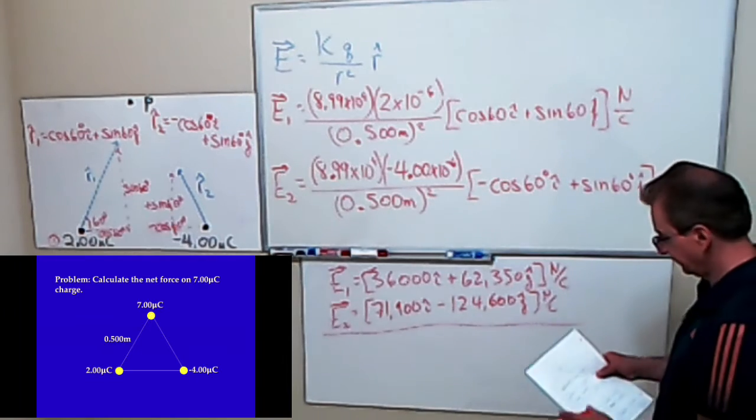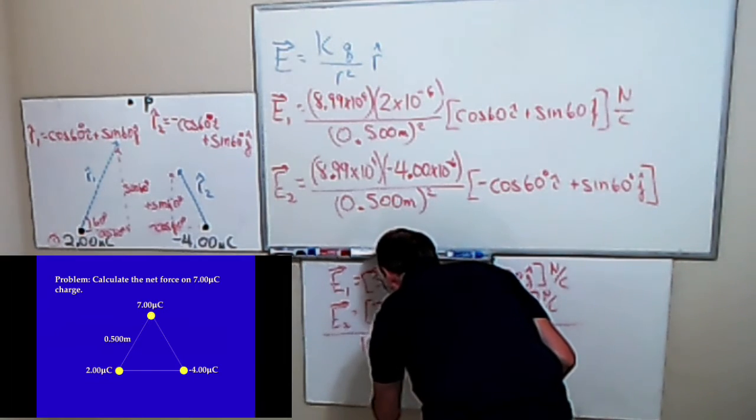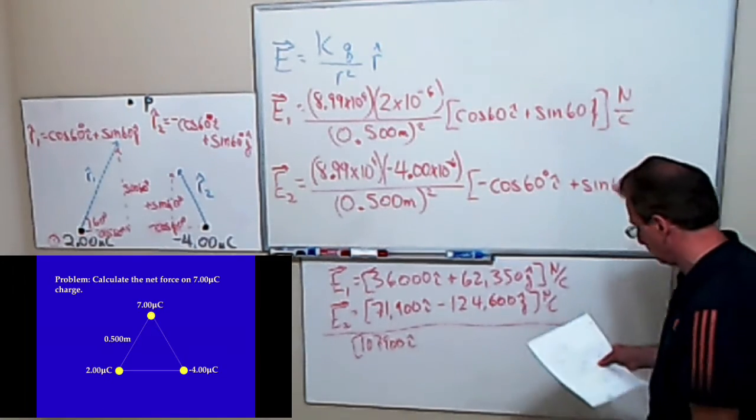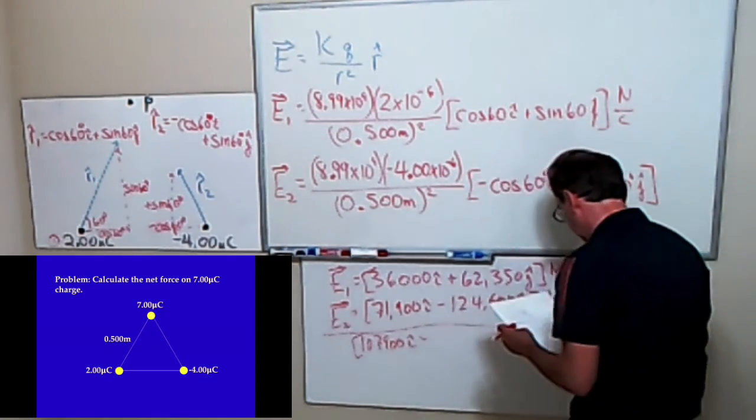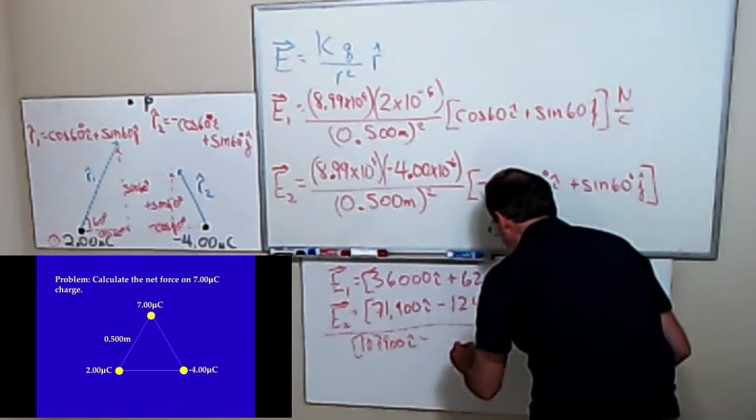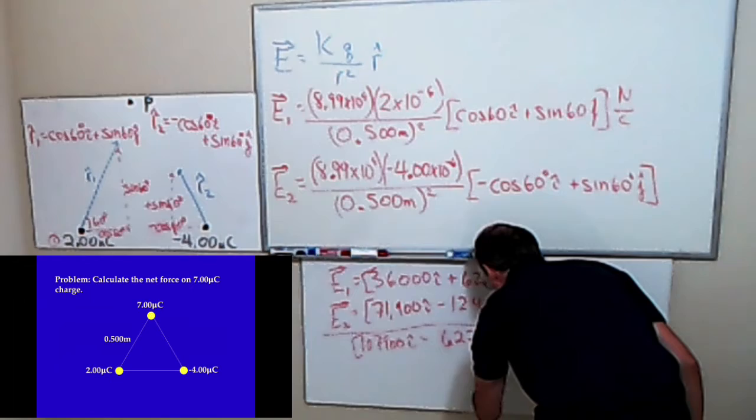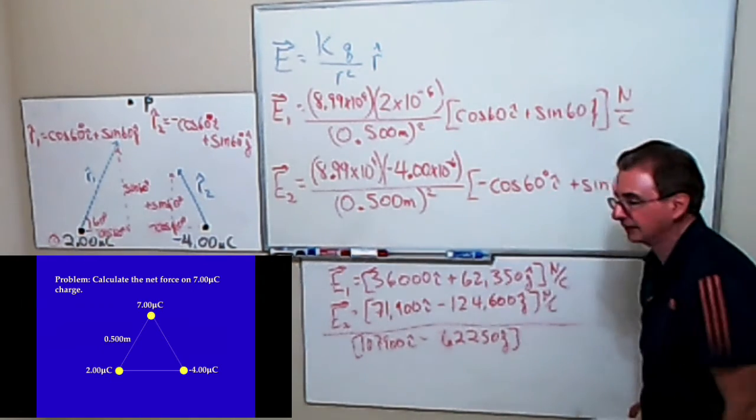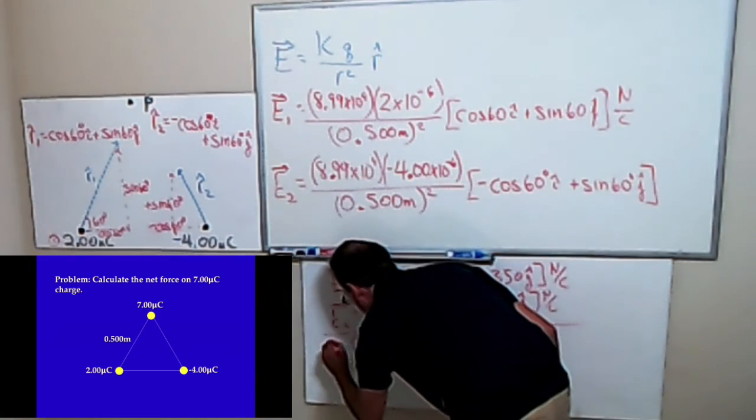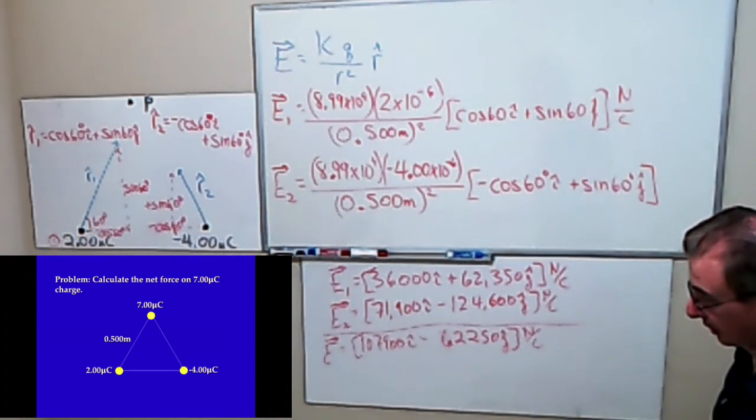And then I add them. When I add them, I get 107,900 I hat minus 62,250 J hat newtons per coulomb, which is the same thing as we got using method 1 that I described in your notes.